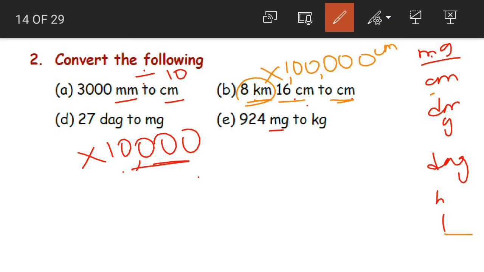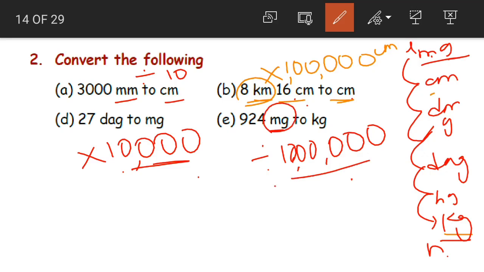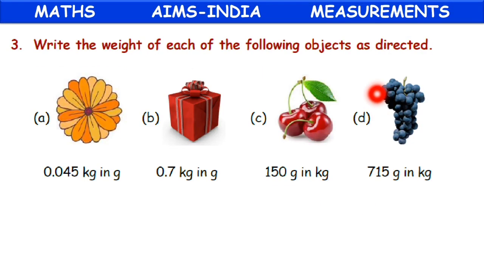And the next one is the last one here. What is this? 924 milligrams into kilograms. So milligrams are converted into kilograms. Lower into higher, so we need to divide. By how much should we divide, children? 1, 2, 3, 4, 5, 6. We need 6 jumps. So we need to divide by 10 lakhs, after 1 we place 6 zeros. When we divide the milligrams by 10 lakhs, the answer we get will be in kilograms.